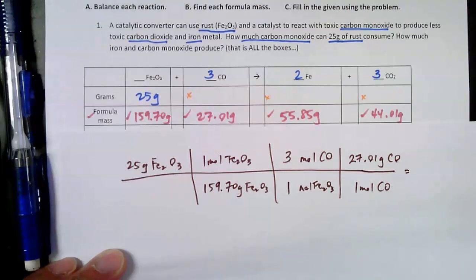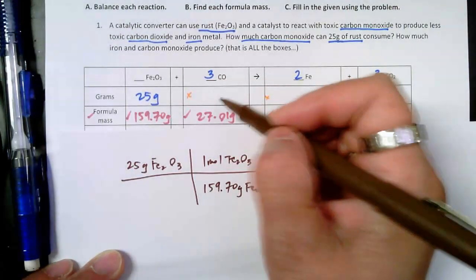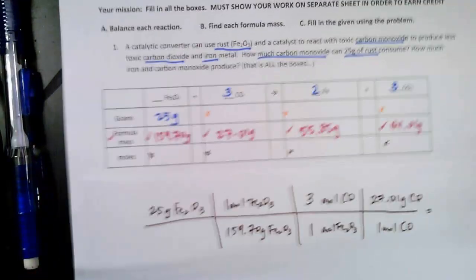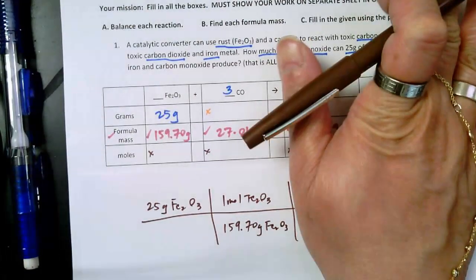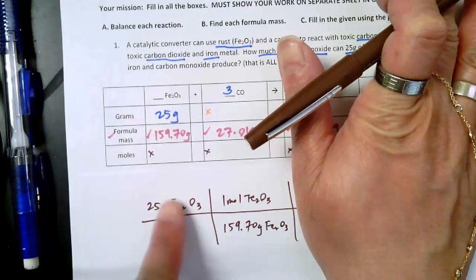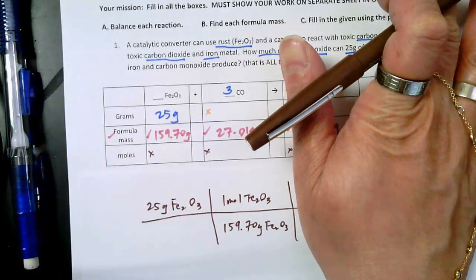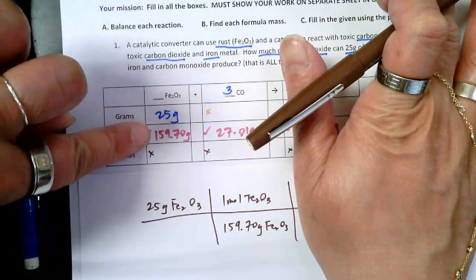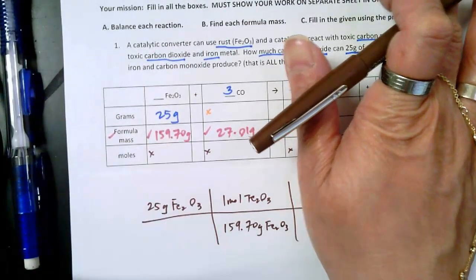Okay? So, this is the setup to get the answer for the mass here. Now, in order to get this mass, it's really just this part of the setup. So, to get this answer, it's this part of the setup. Well, if you take 25 divided by 159.70, which is what this is, you're going to get that answer.